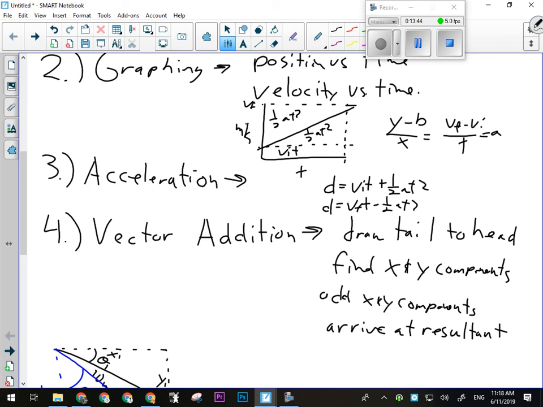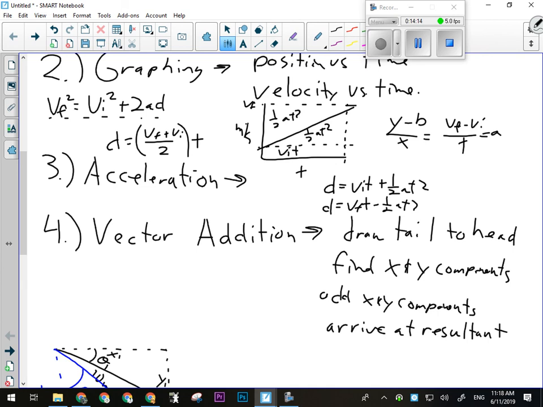Remember that the other acceleration formulas we dealt with, there were two others, but the really important one was Vf squared equals Vi squared plus 2AD. We used that one a lot with projectile motion and the maximum height. And then the last one was D equals Vf plus Vi over 2, times T. We didn't use that one very much, but it's another acceleration formula that we have.